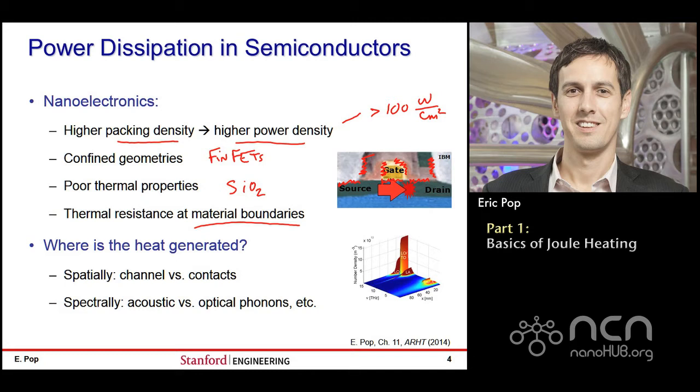I'd like to discuss where the heat is generated in these devices. What I mean by that is I'd like to understand spatially where the heat is generated, for example, in the channel or the contacts in a transistor, as well as spectrally in terms of the function of energy. How is it generated in terms of the acoustic or the optical phonon modes, and so on, whether it's in longitudinal acoustic modes or longitudinal optical modes.